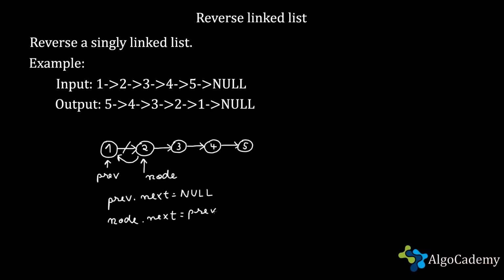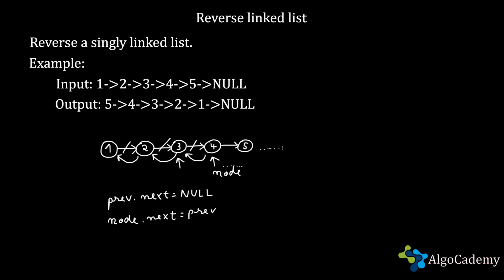I'm gonna do this and then shift node and prev one step to the right. So what's next? Node is gonna be here, prev is gonna be here. Again, we do this too, so we now have removed this link and we add this link. Node is shifted one step to the right, then this link is removed, this one is added, and so on and so forth. We are going to do this as long as node is of course not null.